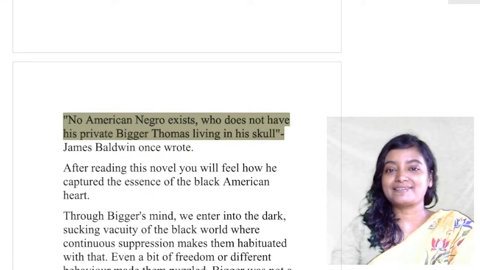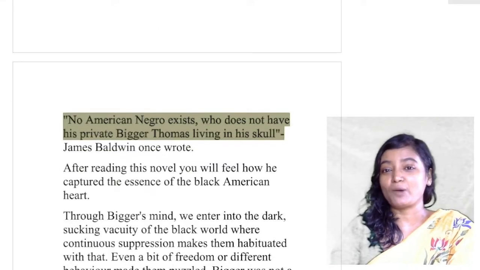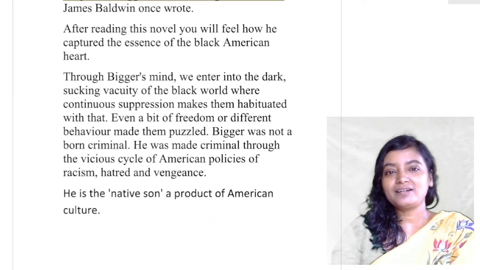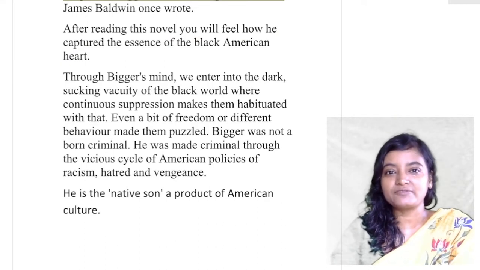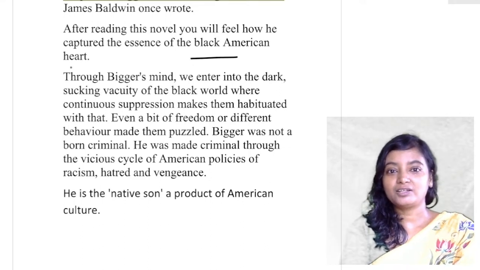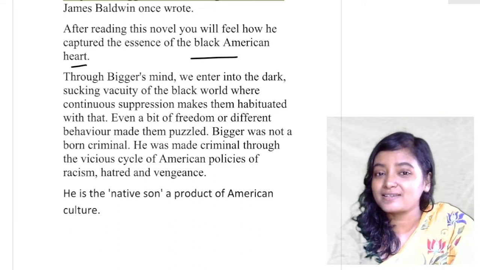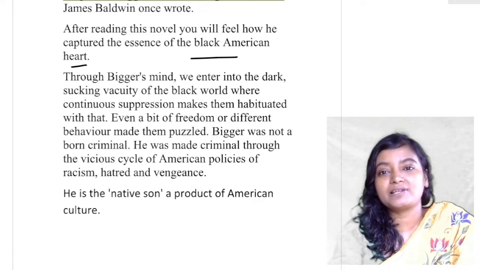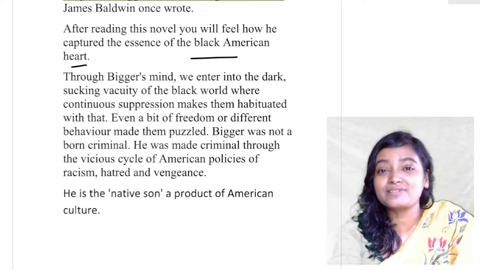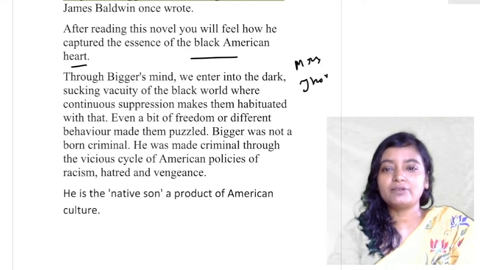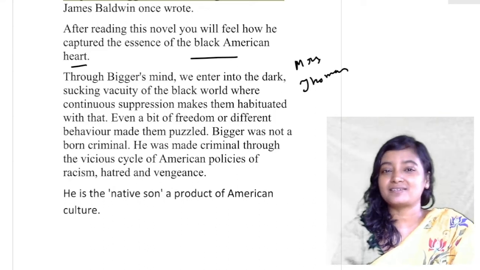No American Negro exists who does not have the big figure Bigger Thomas living in his skull, James Baldwin once said. So after reading this novel, you will feel how Wright has captured the essence of the black American heart. Through Bigger's mind, we enter into the dark, sucking vacuity of the black world, where continuous suppression makes them habituated to it. Who is habituated? Mrs. Thomas, Bigger's mother. Even when Bigger was proclaimed a death sentence, it is just a fact of life.